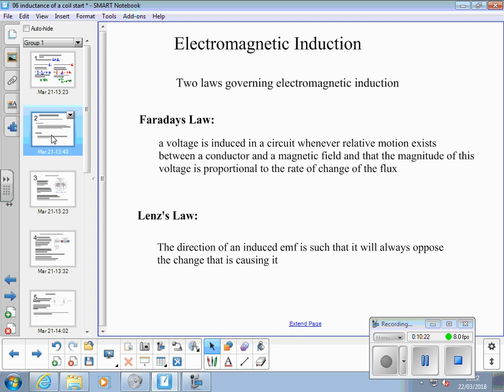Lenz's law says the direction of an induced EMF, so this EMF induced because of Faraday's law, the direction of that EMF is such that it will always oppose the change that's making it happen. So there's a change going on that's causing this voltage to be induced, and that voltage will be in a direction that actually resists the change, holds it back, if you like. Okay.